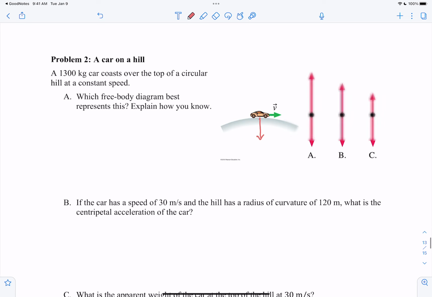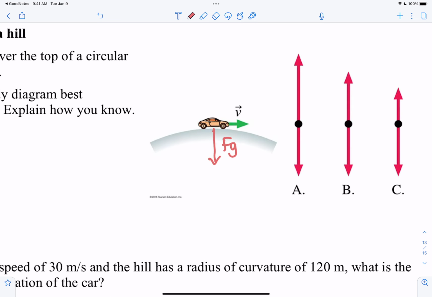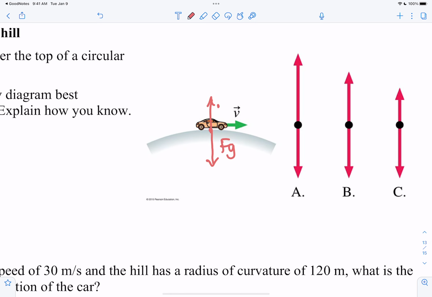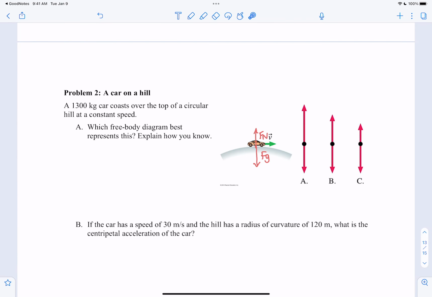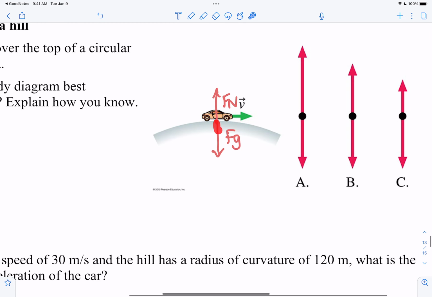Gravity, right? Absolutely. So we have gravity. And since we're in contact with the road, what other force should we have, you think? Normal force, right? So normal force. Now, this is just me roughly making things up here. If we are supposed to have a centripetal acceleration, if we're supposed to have a net centripetal force downwards here.